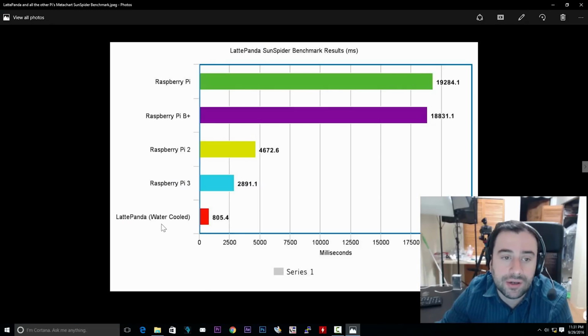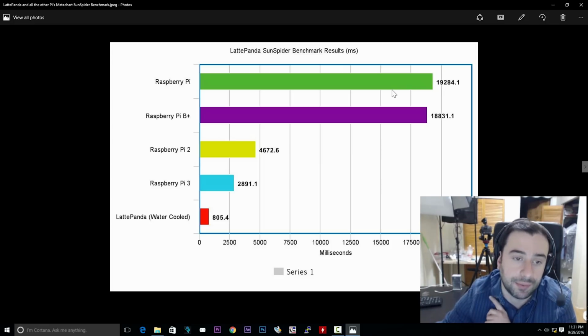All right, guys, I have a chart here. I did the same test for all the other Raspberry Pis. I started with the original Raspberry Pi here. The original Raspberry Pi was almost 20,000 milliseconds. It was crazy slow. And remember, it had a single core CPU. It took exactly 19,284.1 milliseconds to complete the operation for the original Raspberry Pi.